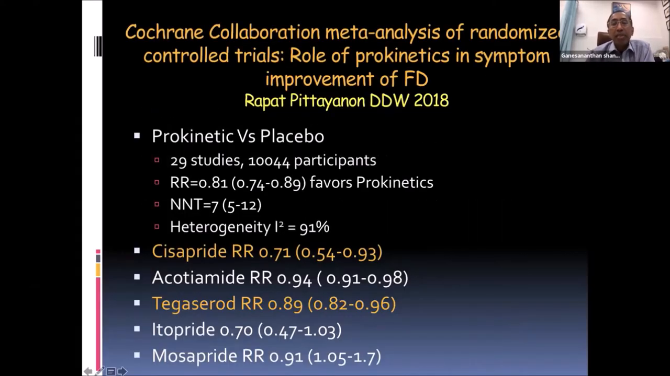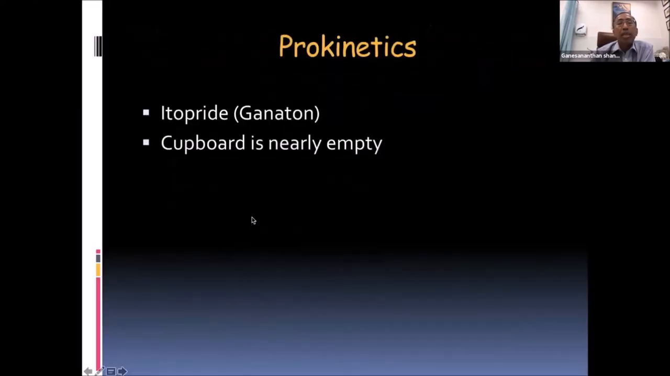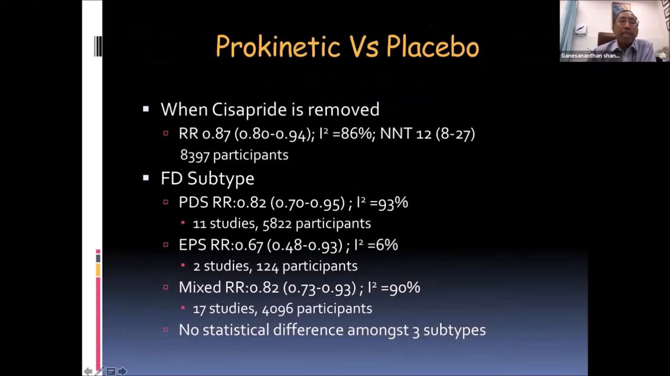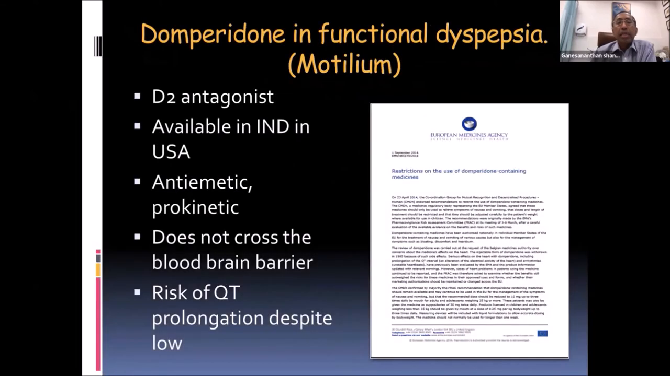Now, there are some studies, you can go through these studies in your notes later. When cisapride was in this meta-analysis, the number needed to treat was 7. That was quite a good study. But as far as prokinetics are concerned, cisapride has been withdrawn. You're left with itopride at the moment. The cupboard is nearly empty. If cisapride was removed, the number needed to treat goes up to 12. And the one drug that stands out is actually prucalopride.